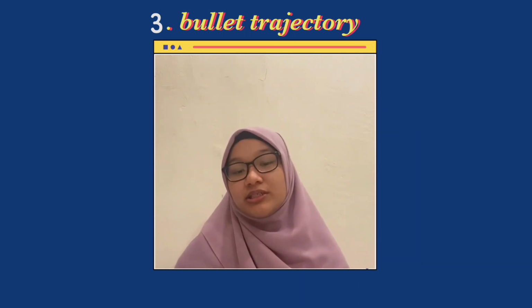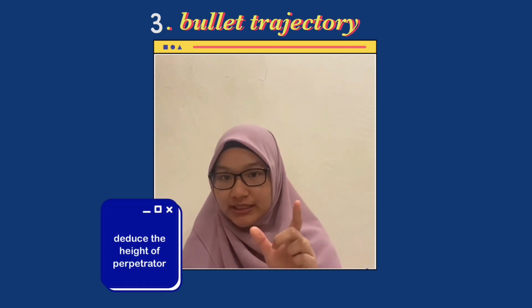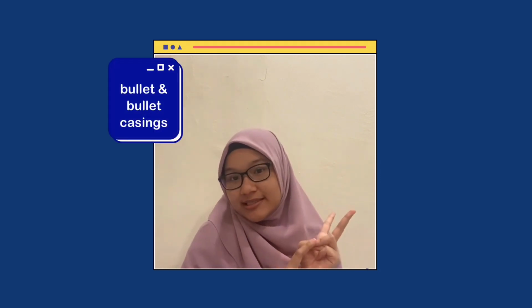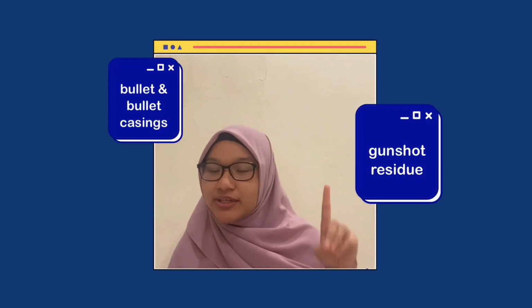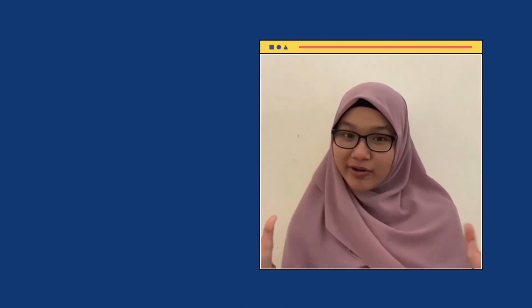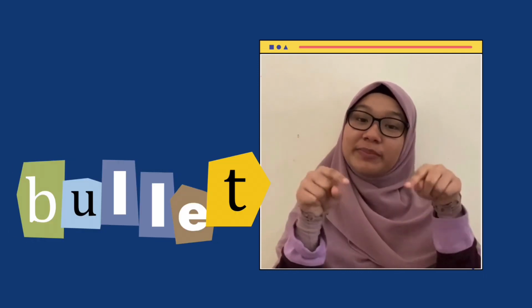Also, bullet trajectory may deduce the height of the perpetrator, how tall or short he or she may be. So those are the 3 things. I'll repeat again. The first one is the bullet and the bullet's casing. The second one is gunshot residue, and the final one is bullet trajectory. So now, focusing more on the bullets, because that is what our home lab kit will be about.